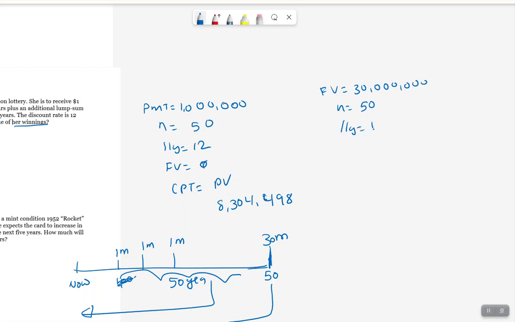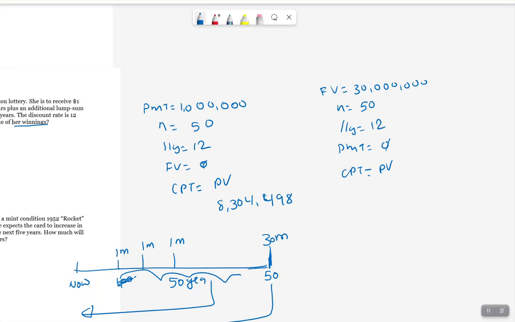What is my rate? My rate is 12%. Are we receiving any payment? No, we're not receiving any payment. And you're going to compute your present value. Once you compute your present value, you're going to see what that 30 million will be worth. I don't have the number, so let's work it out. In this case it's 30 million. Didn't I have it in begin mode?